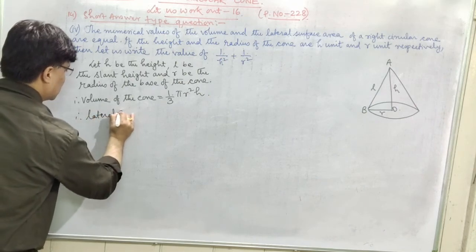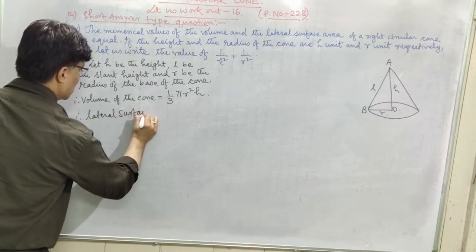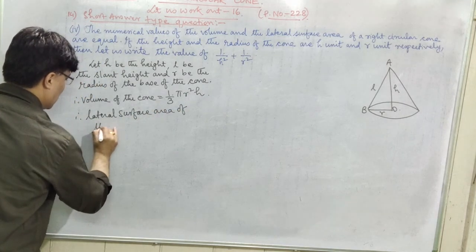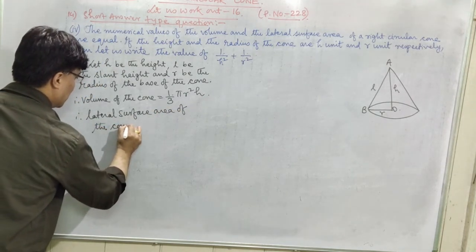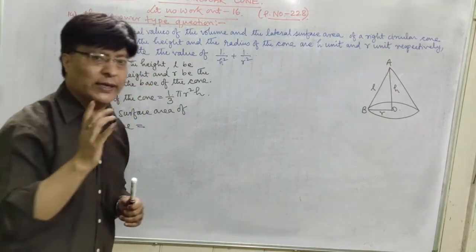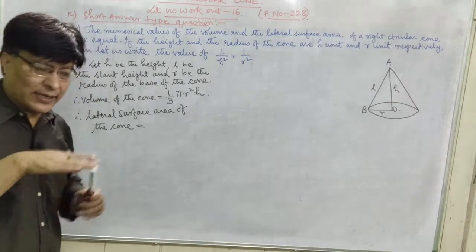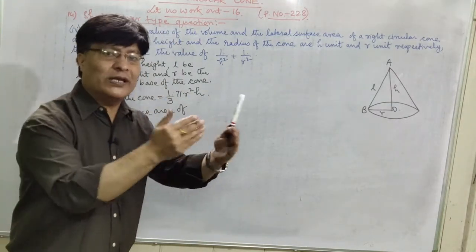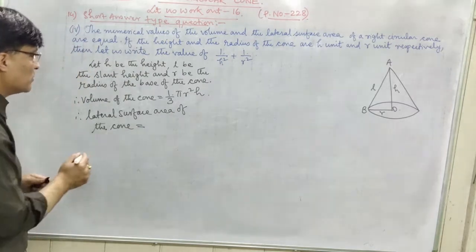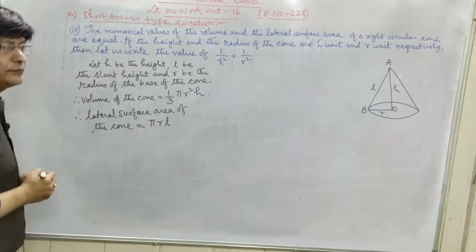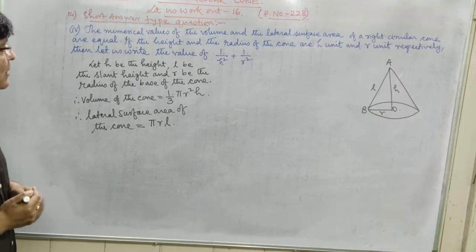Therefore, lateral surface area of the cone. Lateral surface area means the surrounding area, that is the slant surface area. What is the formula for the area around the slanted portion of the cone? It is pi r l.